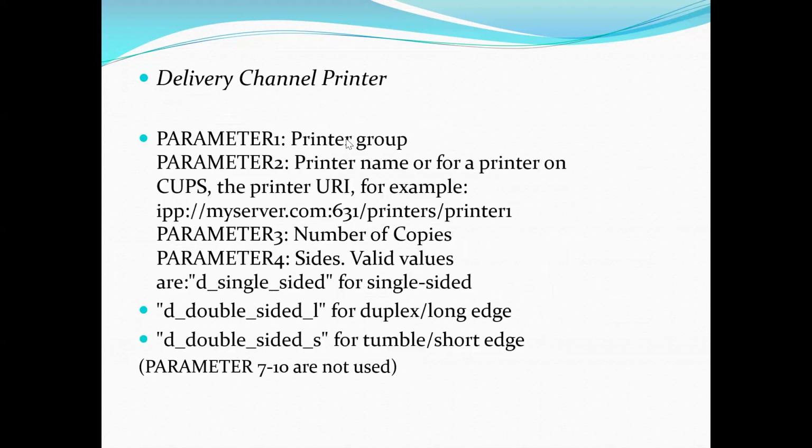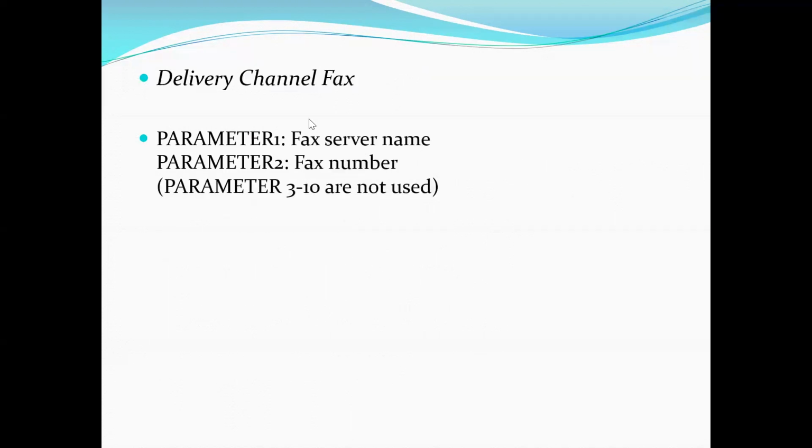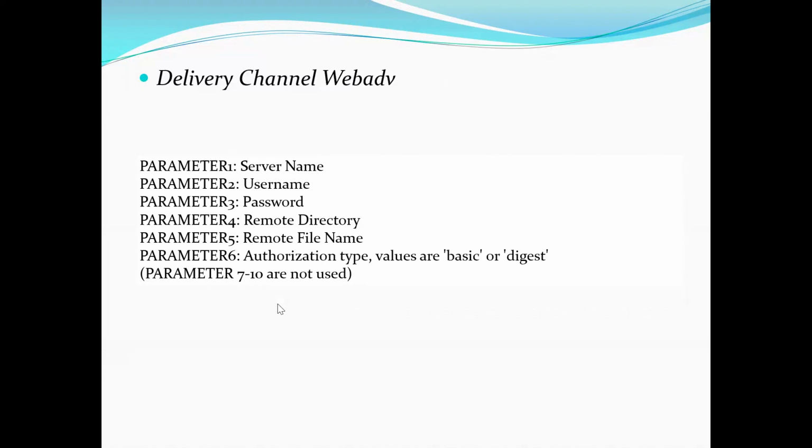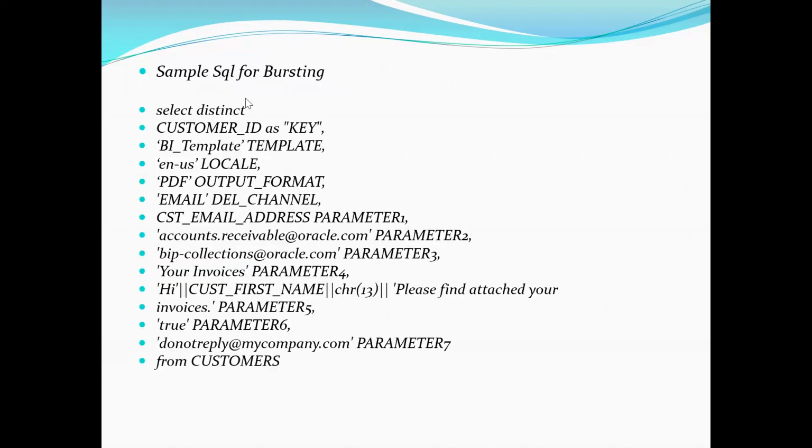If it is printer, parameter 1 is the printer group, 2 is the printer name, 3 is the number of copies, 4 is the number of sides, 7 to 10 out of scope. Fax: 1 is the server name, 2 is the fax number, the rest out of scope. File, FTP and SFTP: parameter 1 is the server name, 2 is the username, 3 is the password, 4 is the remote directory, 5 is the remote file name, 6 is secure, 7 to 10 out of scope. WebDAV.